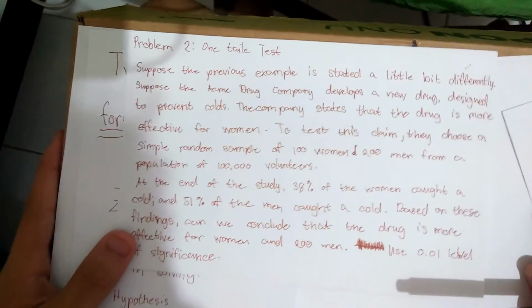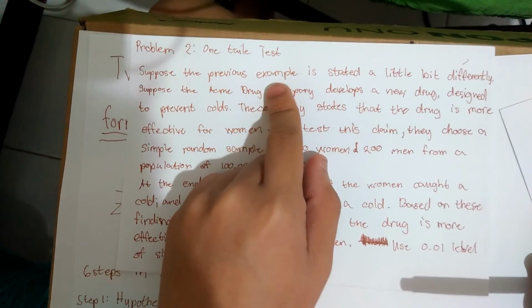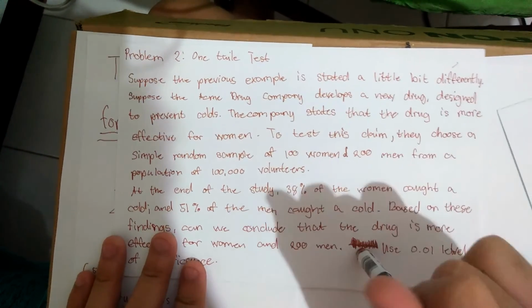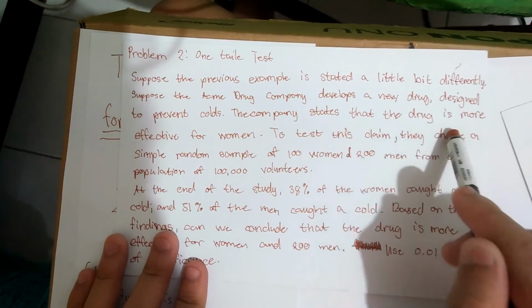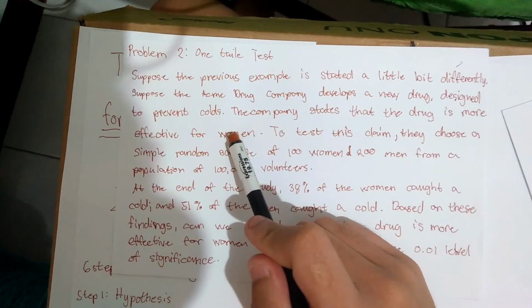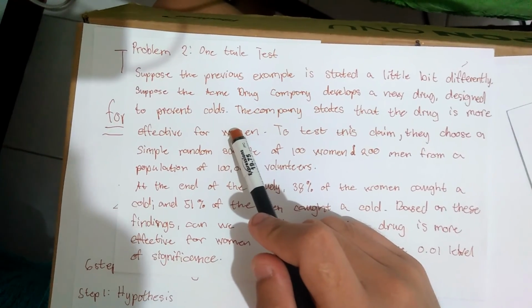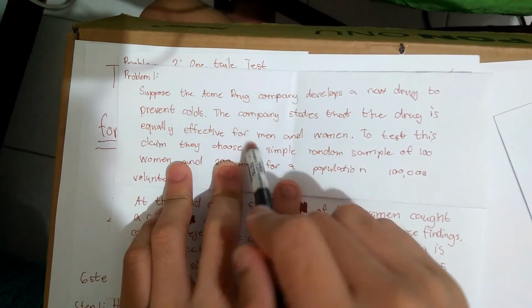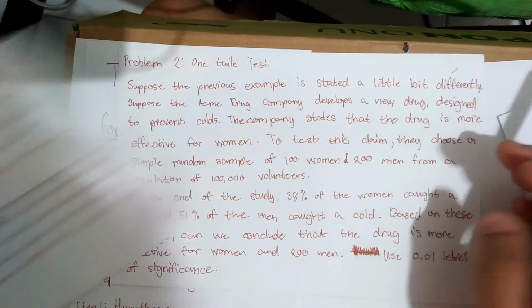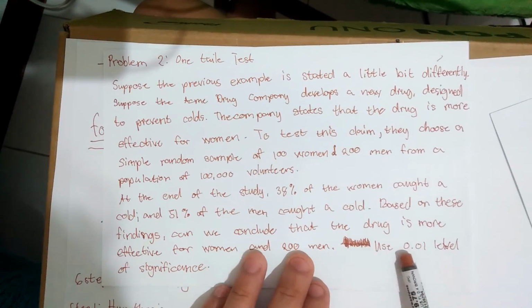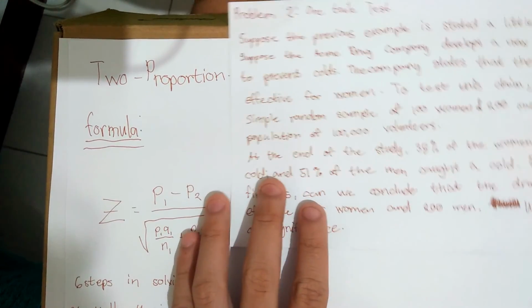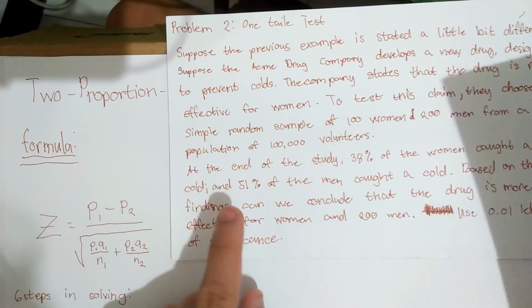I have here problem 2. So the previous example is stated a little differently. The only difference here is that the company states that the drug is more effective for men, which is not different from problem 1, where the drug is equally effective. There's just a difference in the 0.01 level of significance.